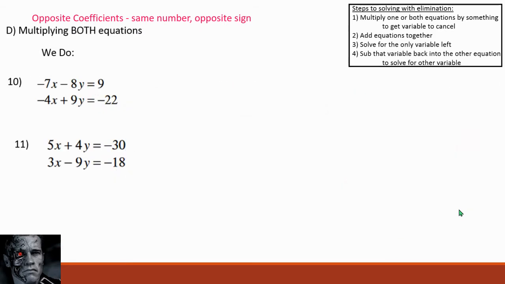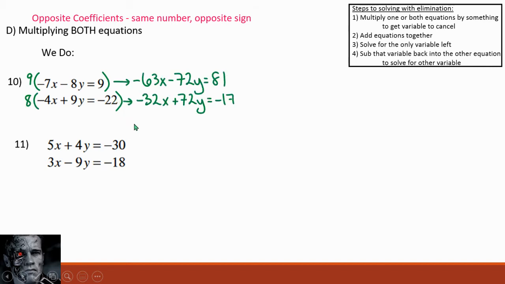All right, so moving on to the last level. The last level of difficulty is sometimes when we have to multiply both equations by a number. So sometimes we have to modify both equations before we can get opposite coefficients. So for number 10, here's what I'm going to do. I'm going to multiply the top equation by 9 and the bottom equation by 8. And if you notice, I'm kind of multiplying by the opposite number here. So I multiplied by the 8 in the bottom and the 9 in the top. And that's going to get me opposite coefficients here.